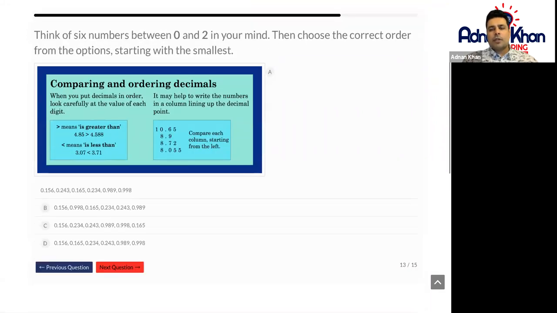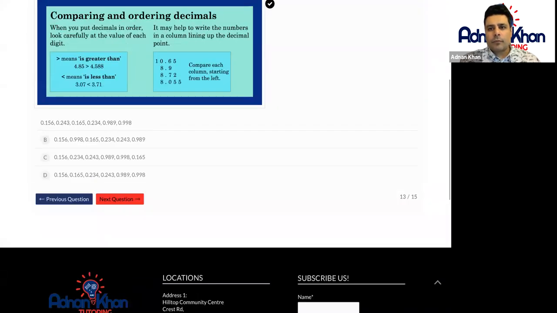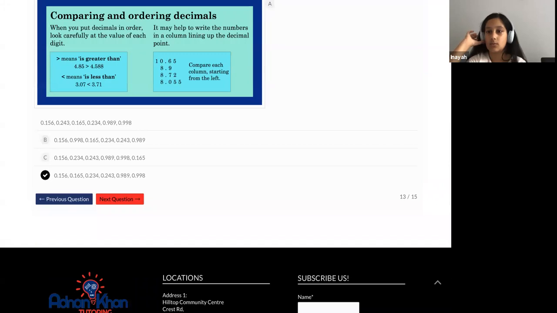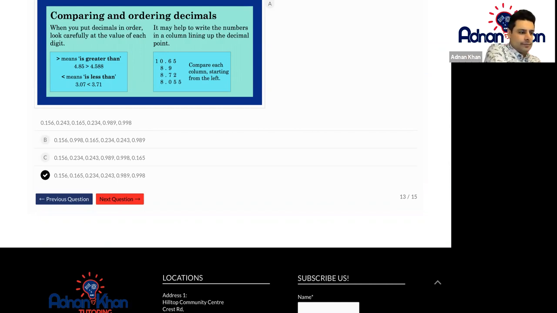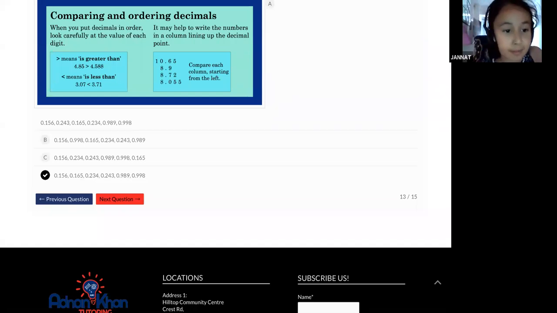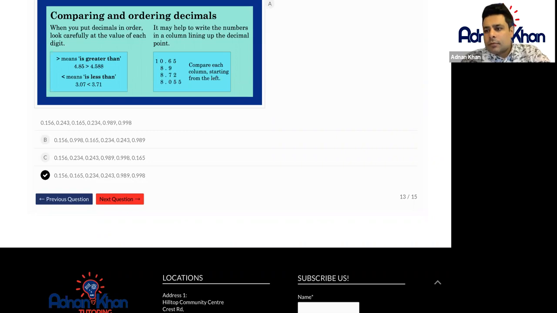And Jenna, this is a different question. So think of six numbers between 0 and 2 in your mind, then choose the correct order from the options starting from the smallest. So all these numbers here, B, C, D, are in order between 0 and 2, but which one is the correct order? Did you say D? Yeah, D is correct.